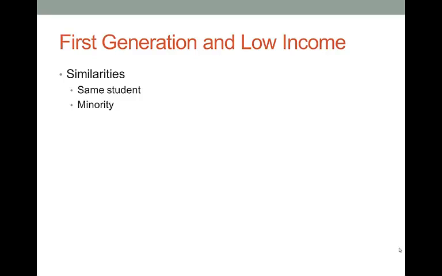And we also know that first generation and low income students are also more likely to be minority, and that's essentially due to the historical past of the United States and the oppression of education and not focusing on education for minorities until recently. So what does that mean for the student in terms of outcomes for college?